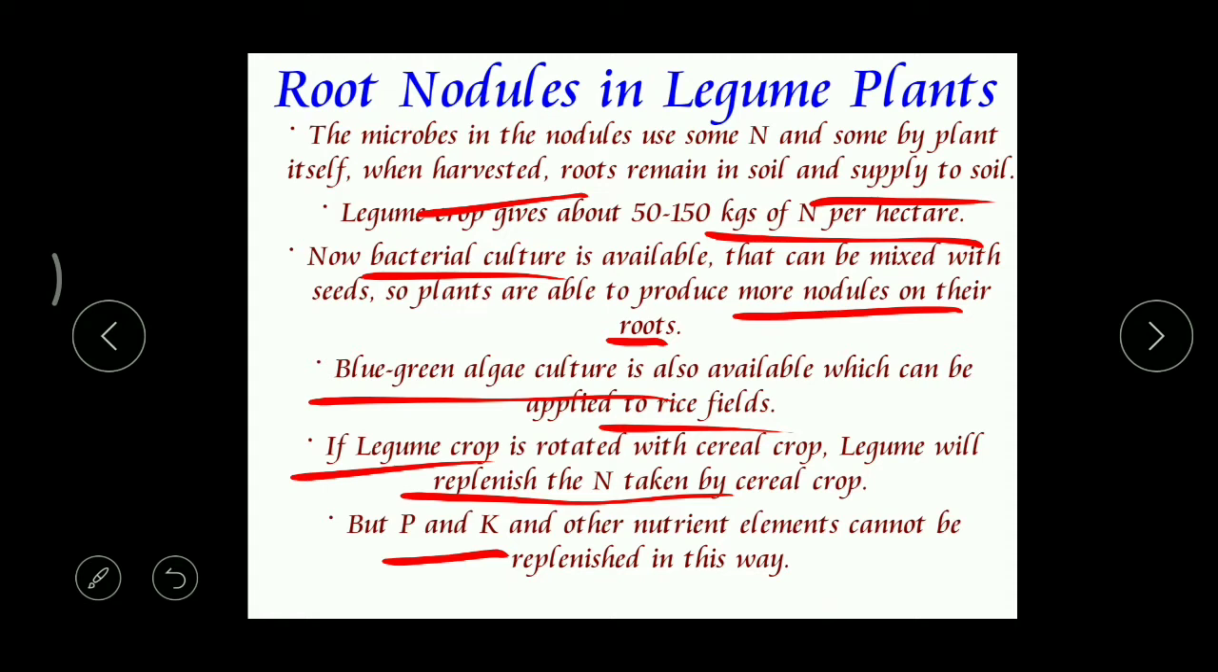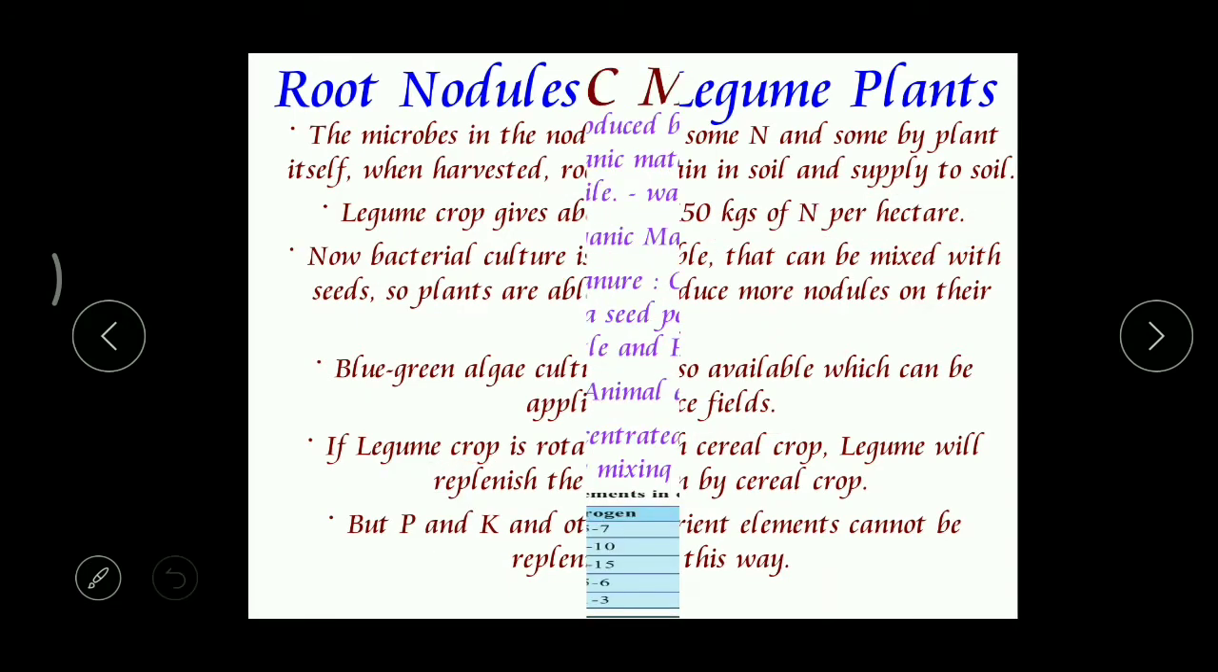Got it? So by using the root nodules in legume plants, which element can we add to the soil? Only nitrogen. Got it? But potassium and phosphorus cannot be added. Got it, children? Now let's go to the next topic.